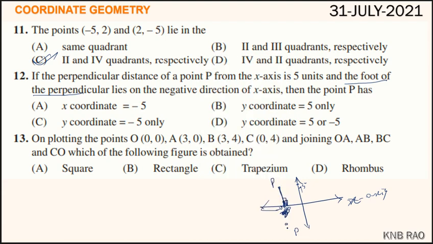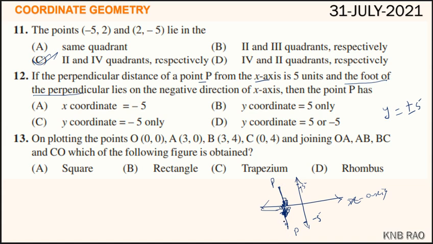This y coordinate is minus 5. Whenever I have the perpendicular distance from a point to the x-axis, then definitely the y coordinate is given. It can be plus 5 or minus 5. That is the first thing. And the foot of the perpendicular lies on the negative direction of the x-axis. That means it can be from the second quadrant or third quadrant.